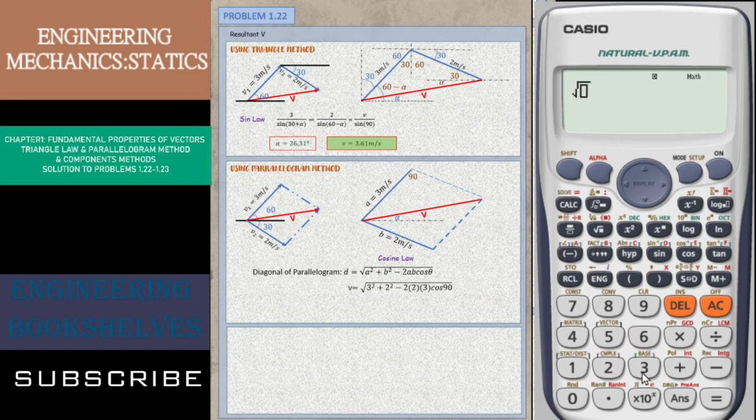So the square root of 3 squared plus 2 squared minus 2 times 3 times 2 cosine 90. The answer is the same, 3.61 meters per second. So that is how we solve using the parallelogram method. And now let's try to solve it using the component method.